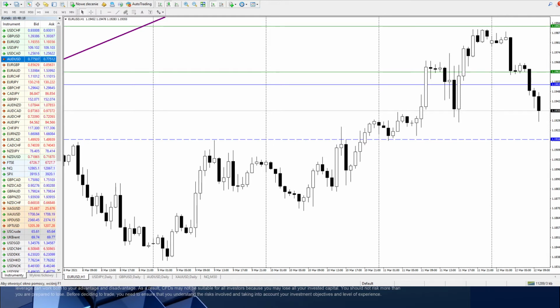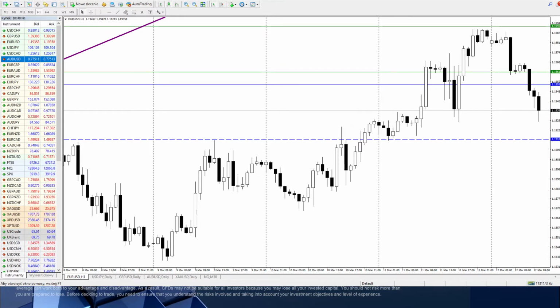In that case, we are talking about 1910. So selling rallies towards 1970-75 with a very tight stop above the high. Eventually, I'm bearish, but if you are looking for a buying opportunity, it could be related to the weekly open, but I would be very, very careful in that case when it comes to the euro dollar.